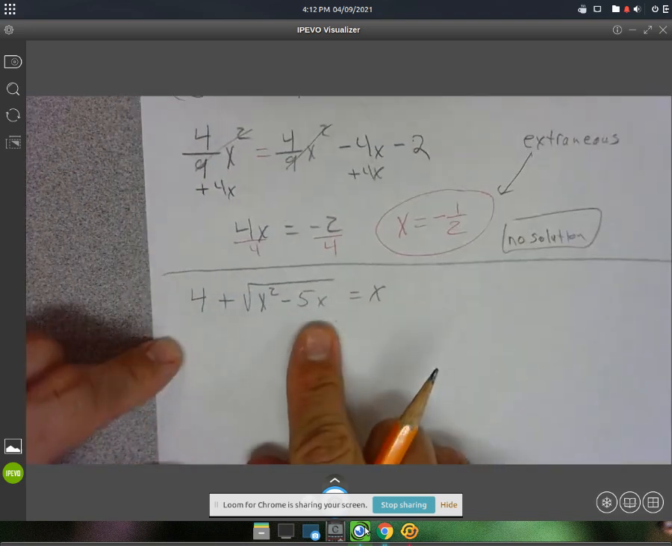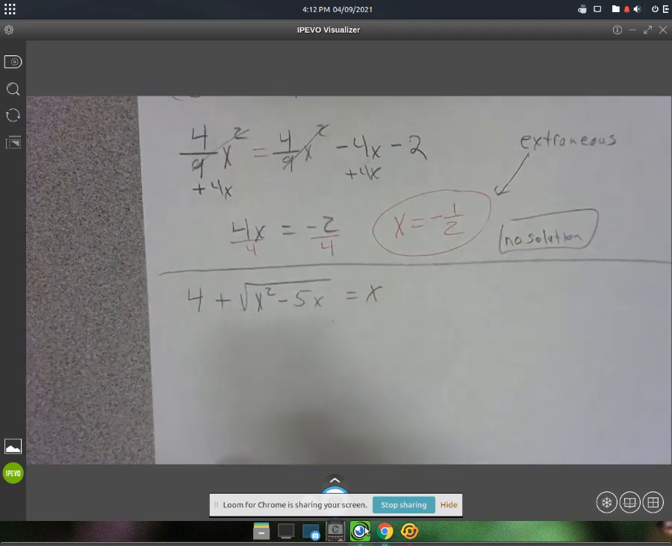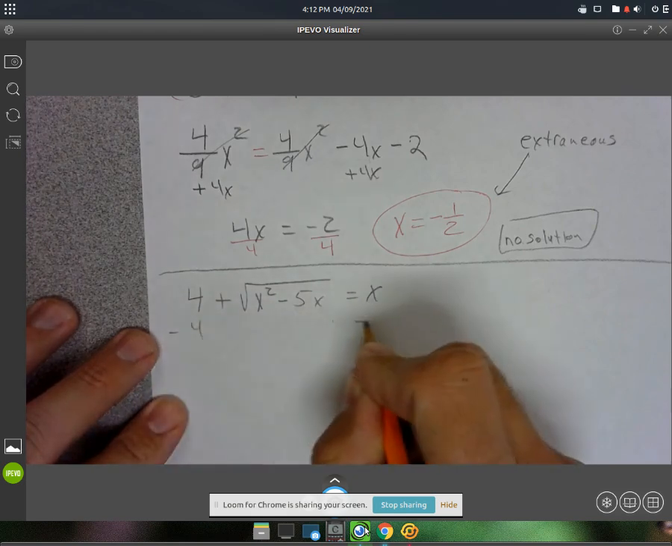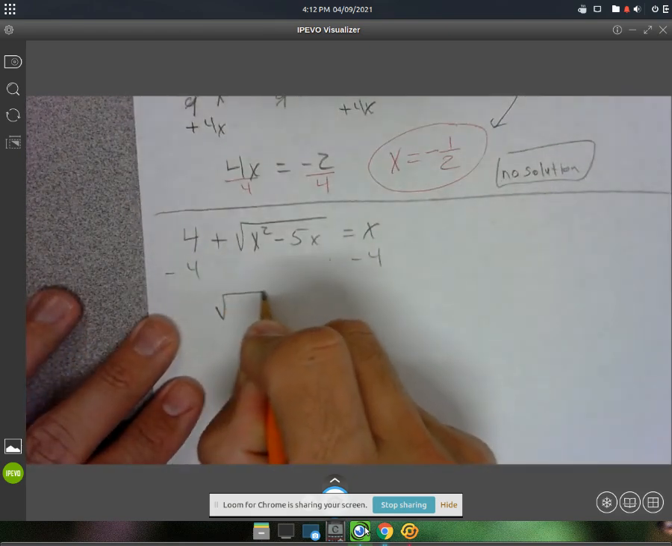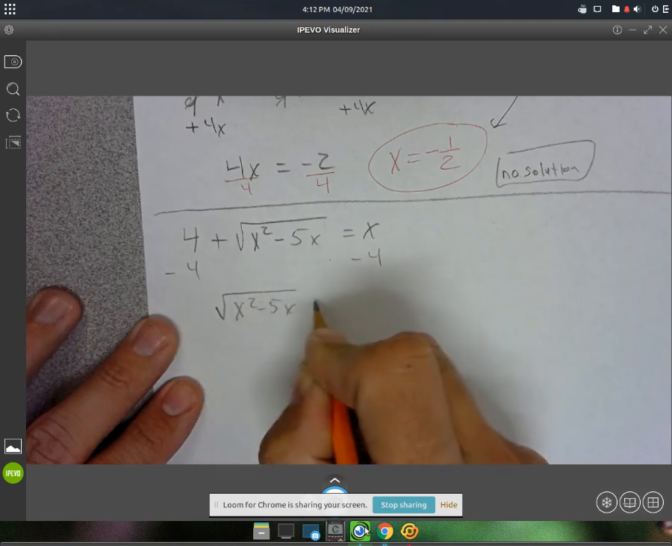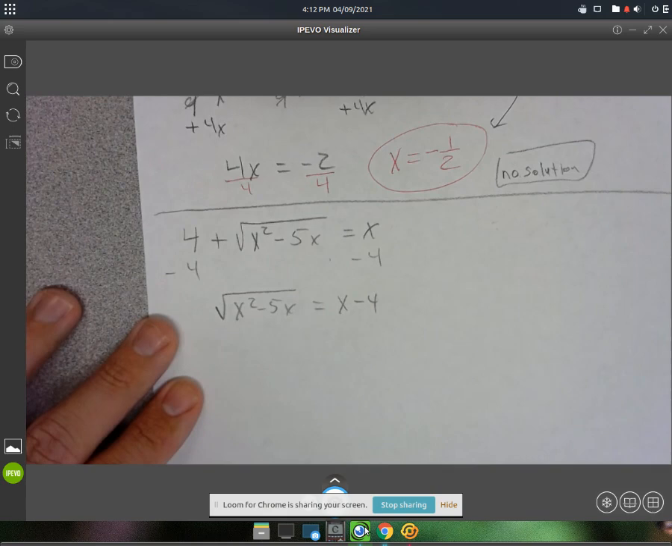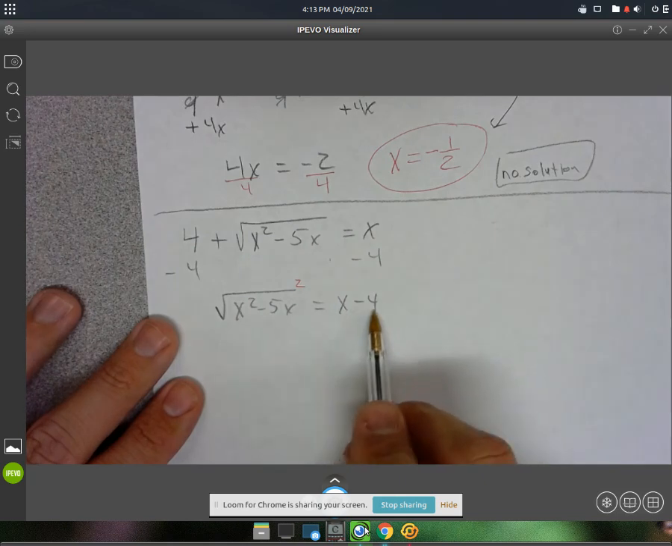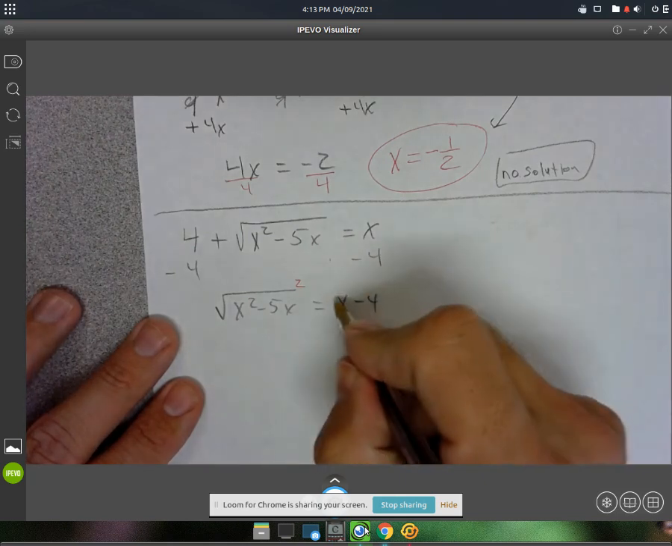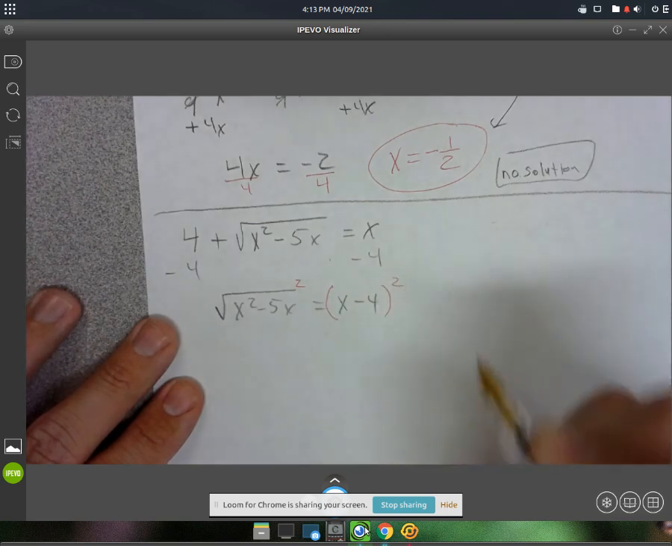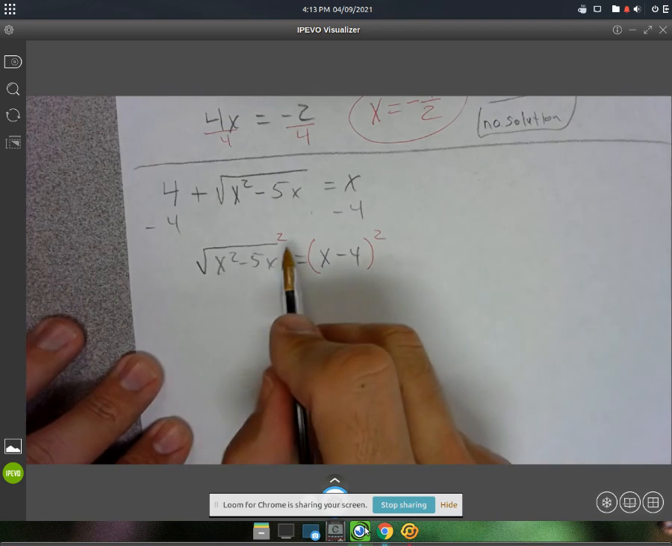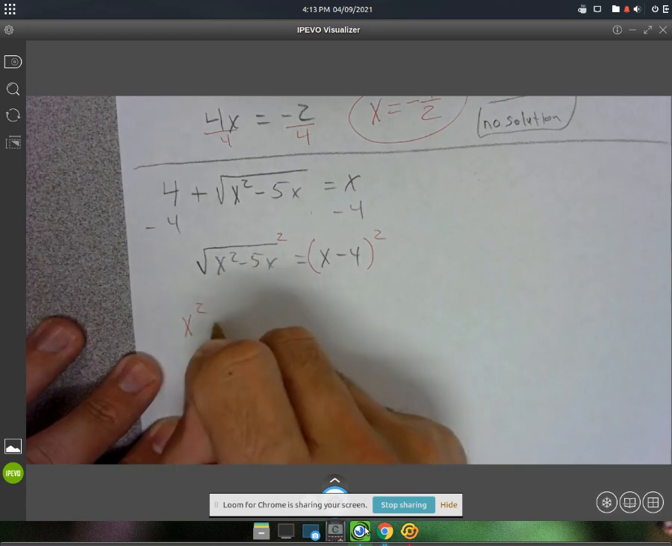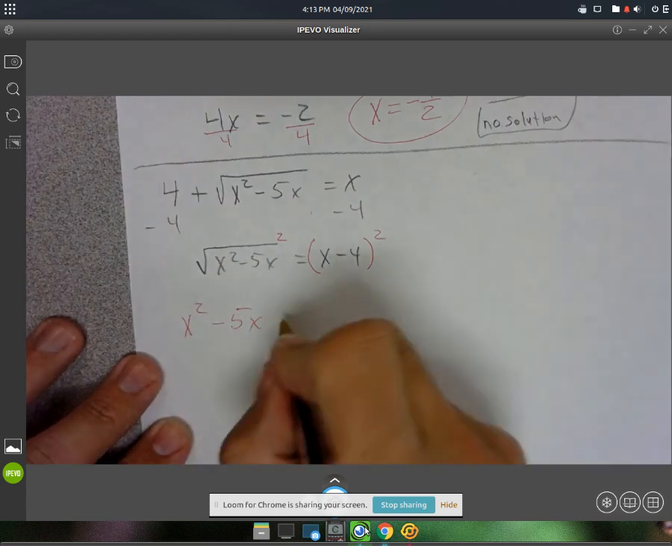All right, next up. For this one, we need to isolate the radical part first. So I'm going to move my 4 over. That's going to give me square root of x squared minus 5x is equal to x minus 4. Next up, we're going to square both sides. Now when I square this side, it's not just x squared minus 16 or something like that. You've got to square the whole thing. The square is going to kill that square root, so you get x squared minus 5x.